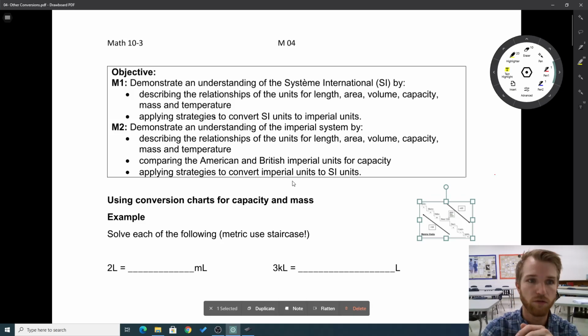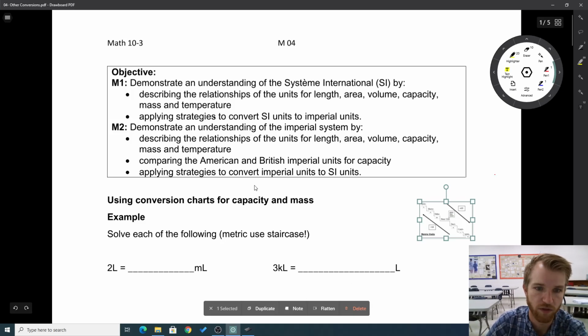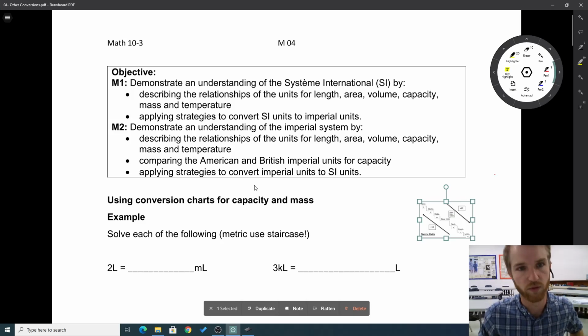All right, so this is lesson 4 in measurement. And this one, what's nice is it is essentially the exact same process that we've used for both metric and for imperial stuff. But this time we're talking about capacity and mass.